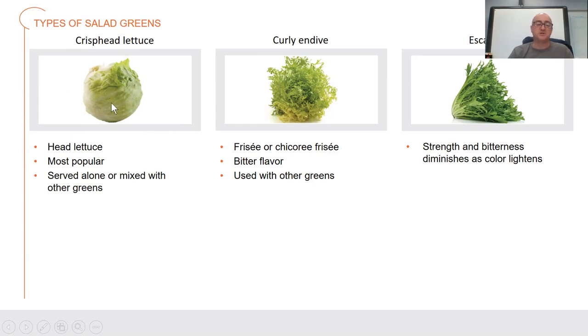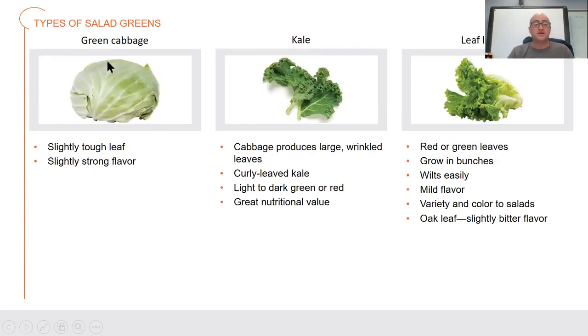This is probably the most popular lettuce of all. This is just head lettuce, also called iceberg. Really no nutritional value at all. It has a lot of water in there, so you get the water content. Cabbage, this would be coleslaw lettuce. Kale is another type of lettuce, salad green. Baby kale is best for salads.